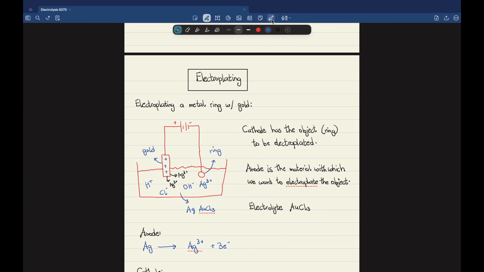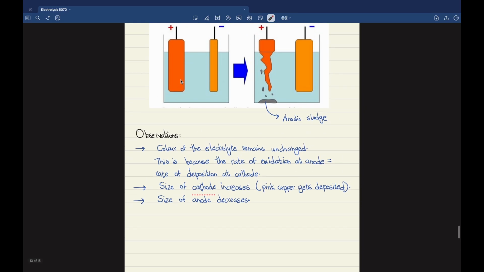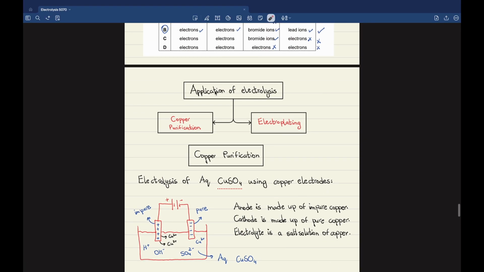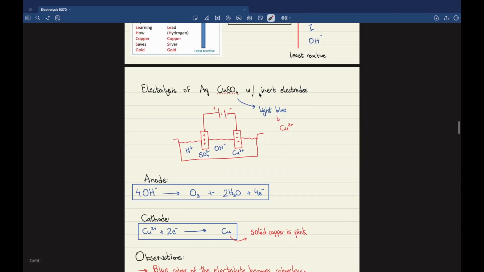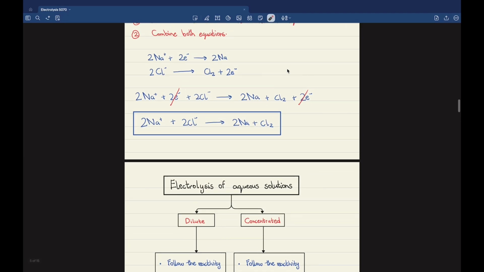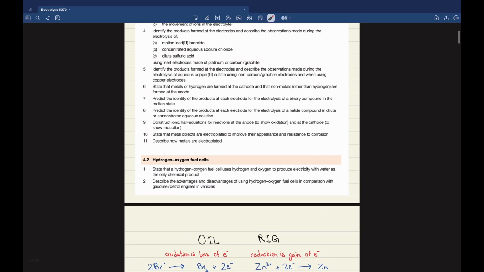There can be more examples of this, but the basic principle remains the same. This is electroplating of a metal ring with gold, and this is purification of copper. These two are industrial applications of electrolysis, okay? And they both follow the same principle, and they both happen as a result of reactive electrodes, right? Before this, whatever we were discussing was in the case of inert electrodes made up of graphite or platinum, but this is how it is.